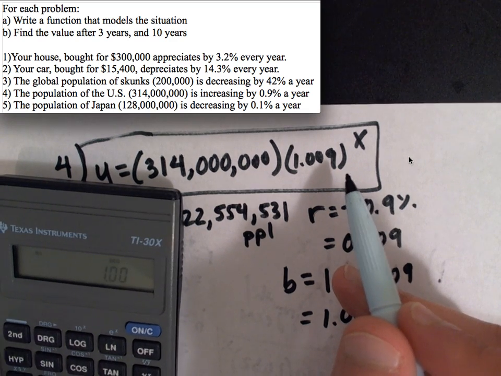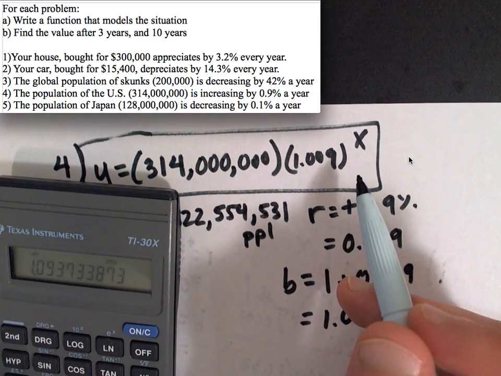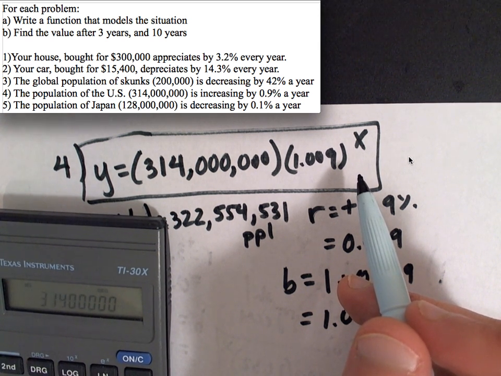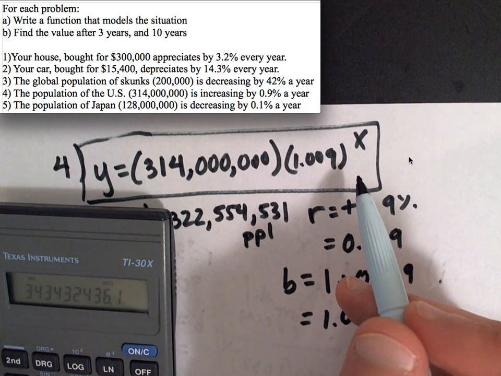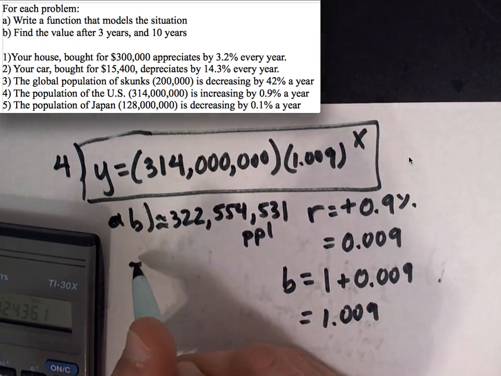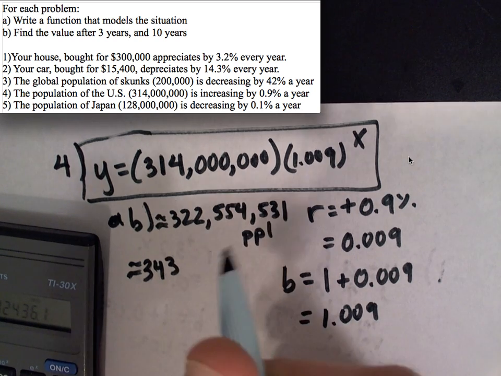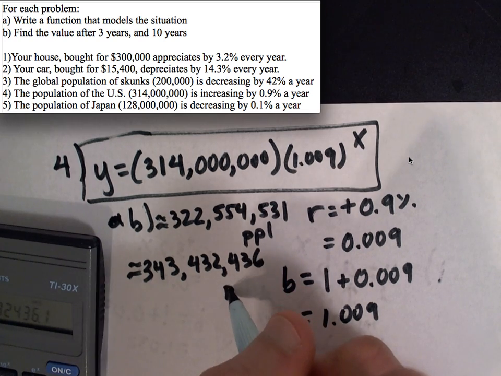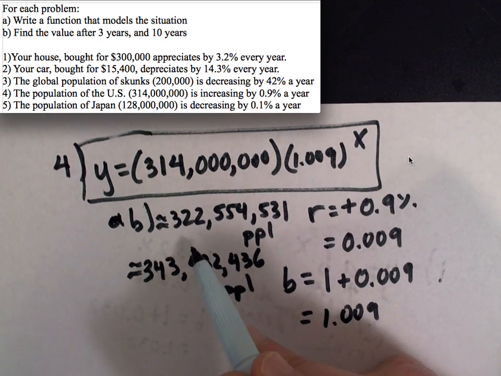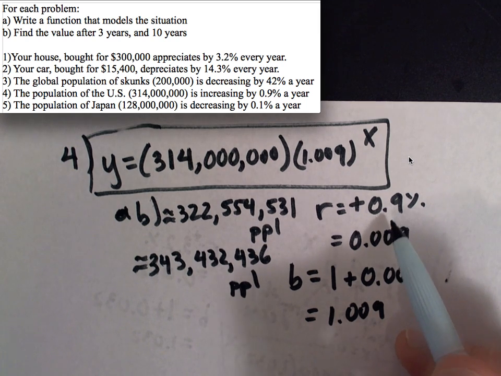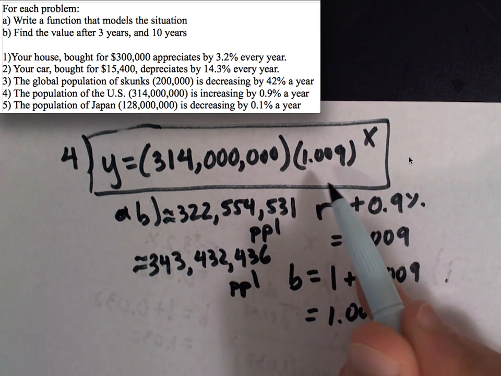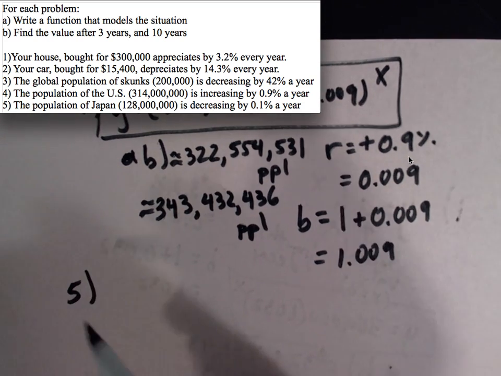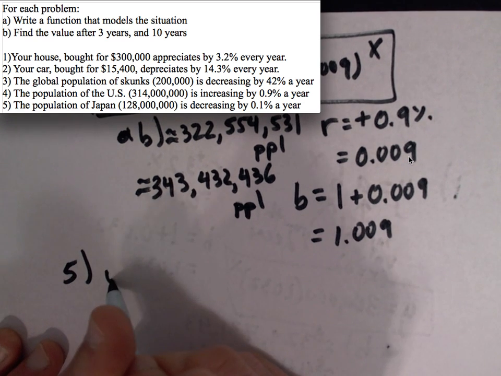All right, second time, put x equals 10 after 10 years. So 1.009 to the 10th power times 314 million. There's 6 zeros. So we got 343,432,436 people. So it's increasing, but as you can tell, this rate is not very much. It's not 9%, 0.9%. So the growth rate is really not that much, which is why it's increasing, but not too much. And finally, Japan's population of 128,000.